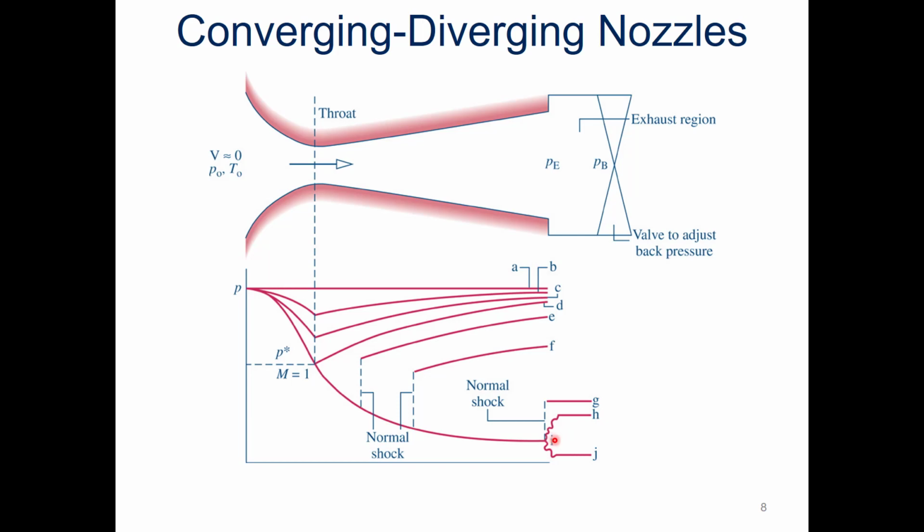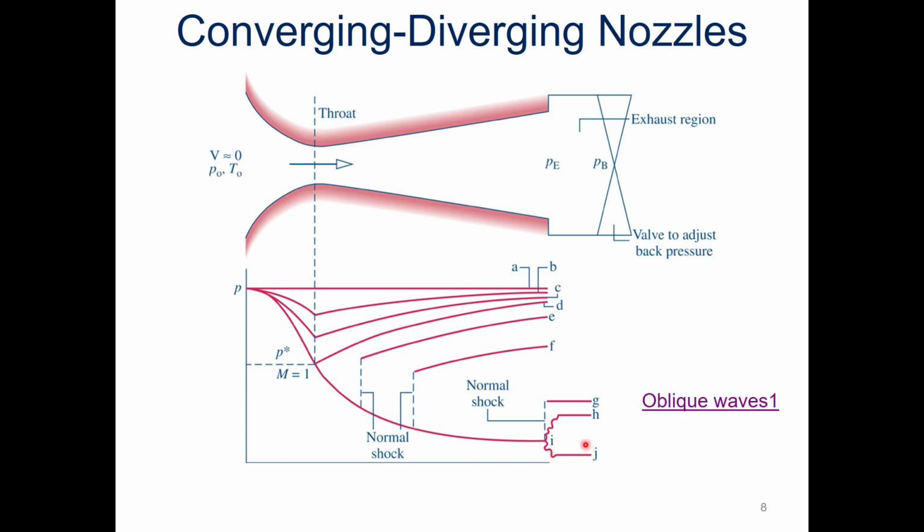Case I is a very unique case where we've gotten the back pressure down to be just the same as the exit pressure, so there's no shock occurring at all, but obviously it's very perfect conditions for that to happen. In case J, the back pressure is lower than the pressure at the exit, and so we have an oblique expansion wave expanding down to the lower pressure.